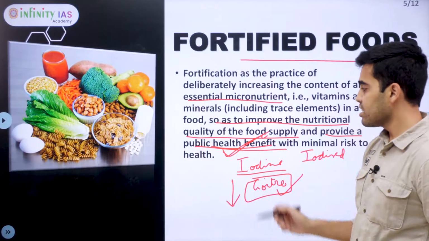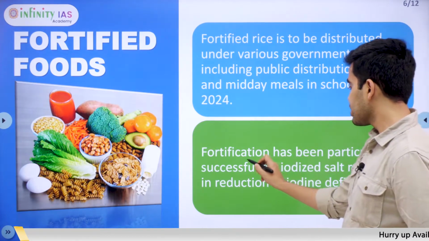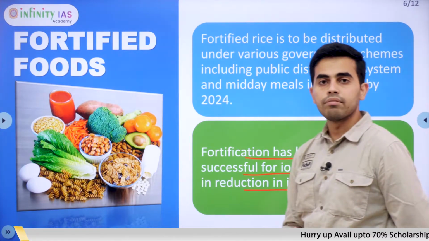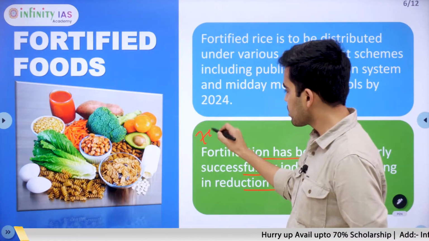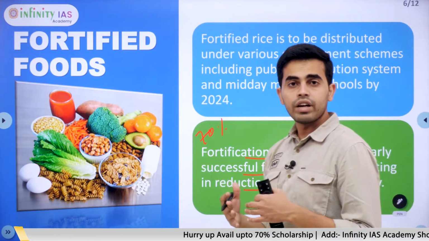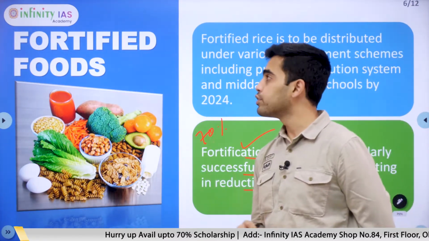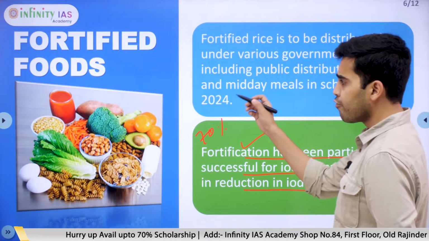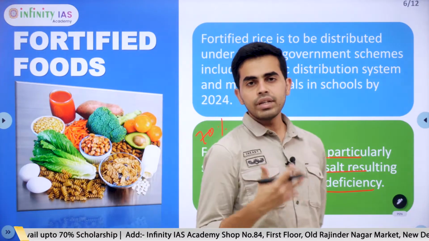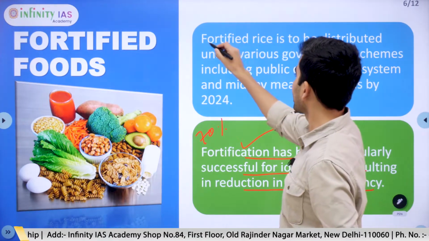In fact, this is one of the success stories of food fortification. It has been very successful in reducing iodine deficiency. In fact, almost 70% of the world population has been shown to improve in terms of iodine deficiency after iodized salt has been introduced. Now, fortified foods have been in the news recently because the government has taken a decision to introduce fortified rice.